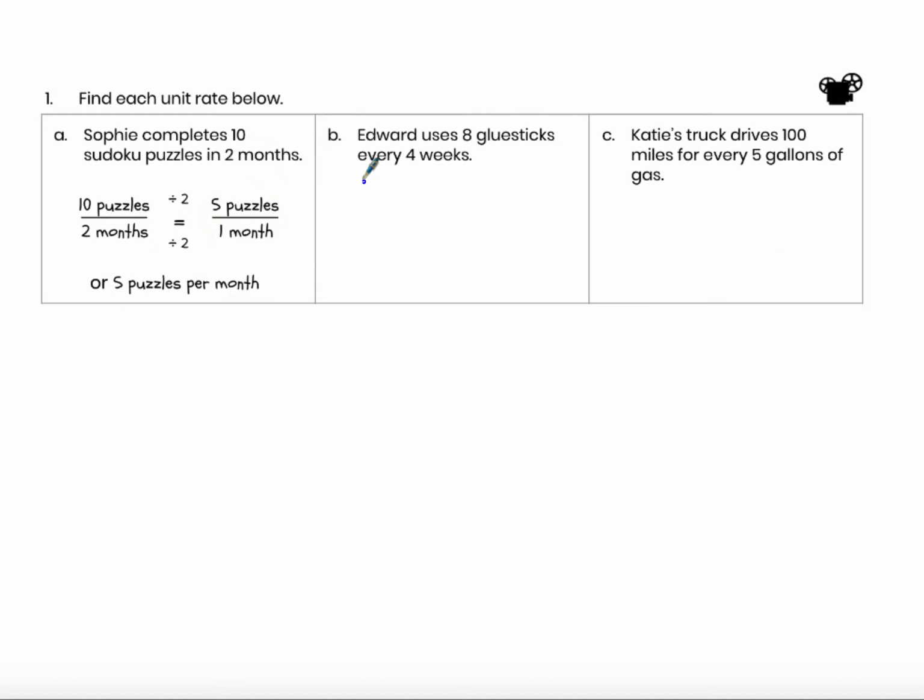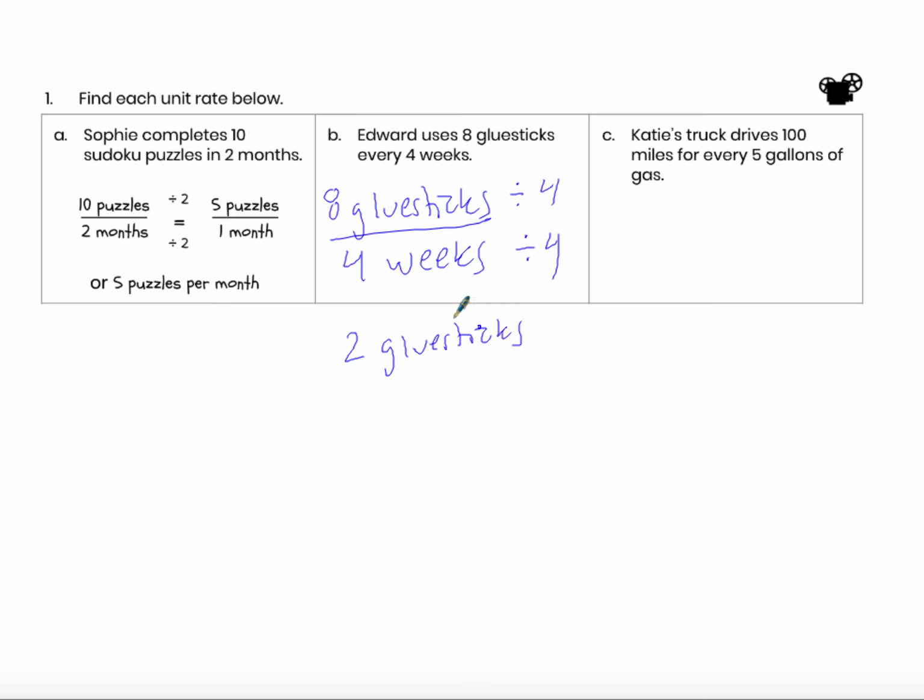Edward uses 8 glue sticks in 4 weeks. So that's our rate. Our rate is 8 glue sticks every 4 weeks. Our unit rate is going to be found by dividing the numerator and the denominator by that denominator. So 8 divided by 4, 2. That gives us 2 glue sticks. And 4 divided by 4, which is 1 week. Our unit rate then, 2 glue sticks per week. I am not fitting this in that little space. Hopefully you are having better luck.